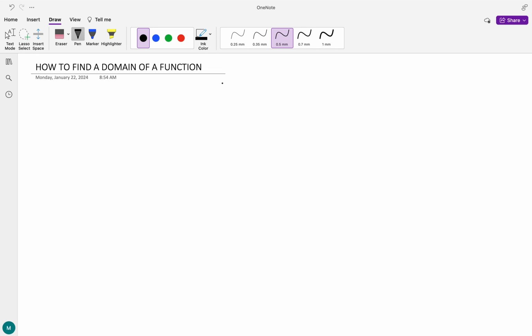So in the previous video, we kind of discussed the domain and the range of functions. In this video, we're going to focus exclusively on how to find a domain of a function. So once again, for those of you who missed the previous video, that's also a hint for you to watch it.